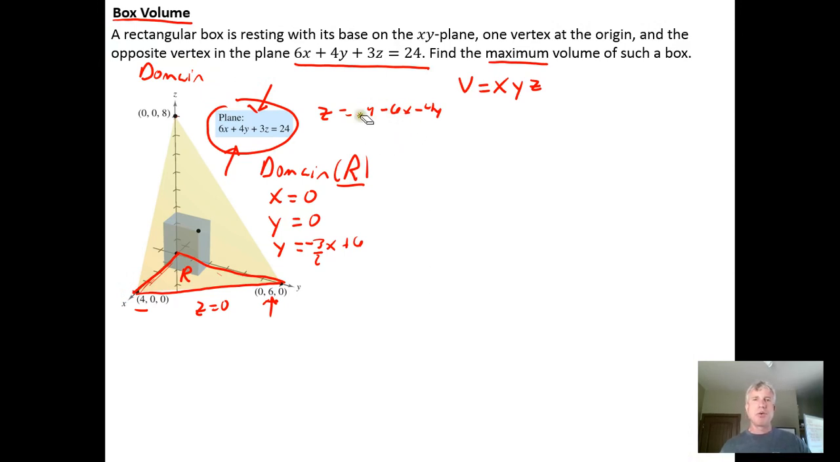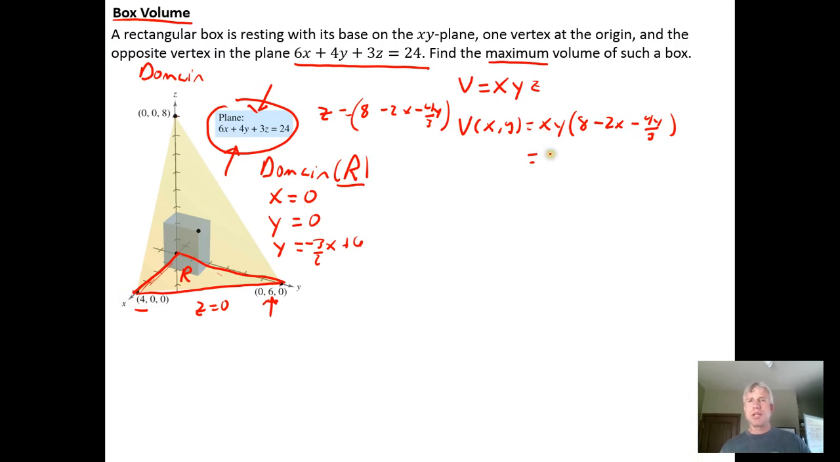3 will go into the 24, we'll get 8. 3 will go into 6, and we'll get 2. And 3 going into 4 will just be 4/3. And the idea is then I can take the constraint function and substitute that constraint function in for z here. And I wind up, instead of knowing the volume as a function of 3 variables, now I know the volume as a function of 2 variables, x and y. So we get xy times 8 minus 2x minus 4y over 3.